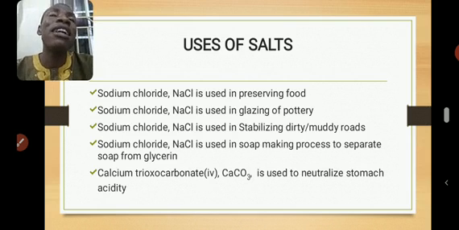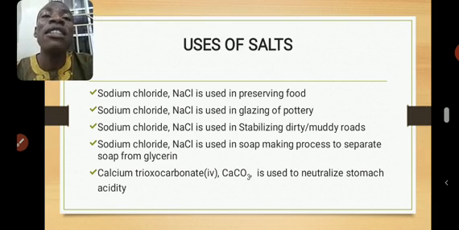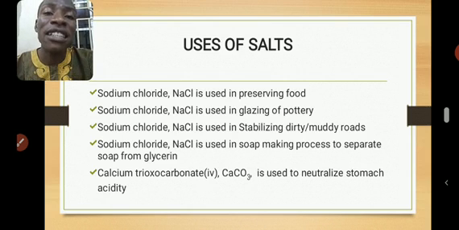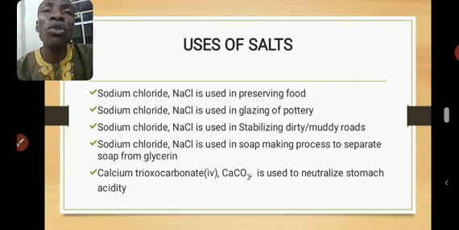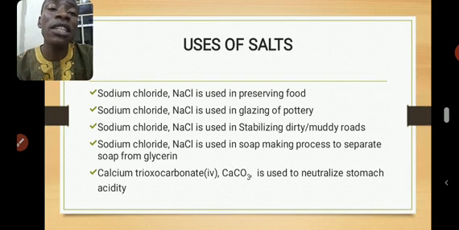Do you remember I once taught you that in temperate environments they normally have ice on the road, and to make the ice melt quickly, you sprinkle salt, NaCl, on that ice. Do you remember that? So that's one of the functions of sodium chloride, to stabilize an icy road or a muddy road.